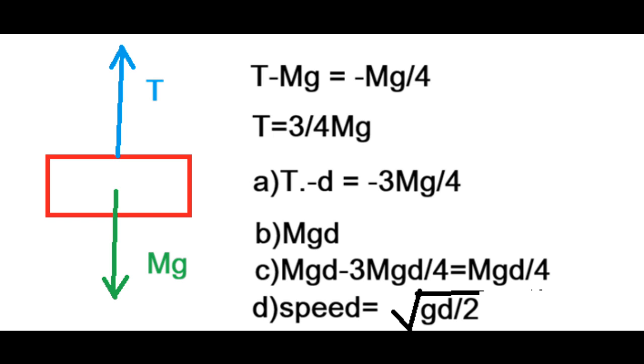A. Using Newton's second law, T equals 3mg/4. As T and the distance moved are in opposite directions, the work done equals -Td equals -3mgd/4. B. Work done by the gravitational force equals mgh equals mgd. C. Kinetic energy equals -3mgd/4 plus mgd equals mgd/4. D. Using C, v equals the square root of gd/2.